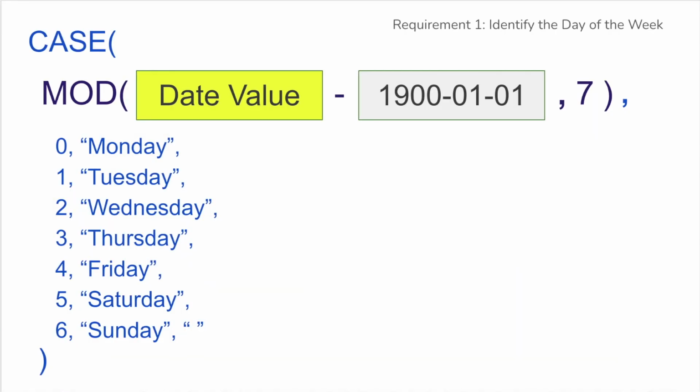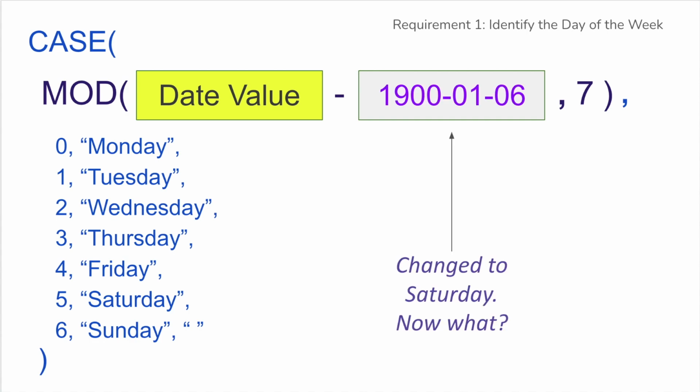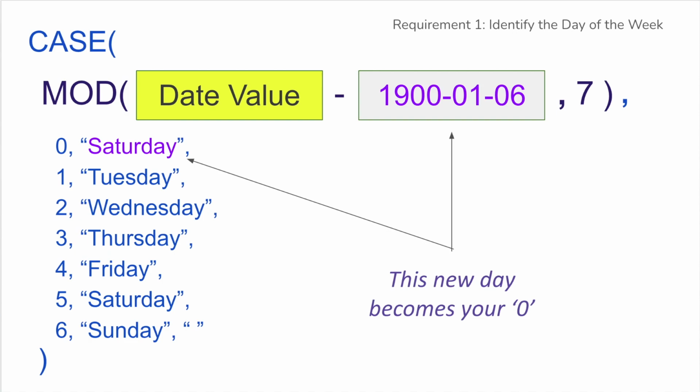Remember that random Monday from the year 1900 that we plugged into our formula? Well, that's just one way of doing this. What if we change that date to, let's say, January 6th, 1900? That day now falls on a Saturday. So will the rest of our formula work? Yes, but you have to adjust your starting value.